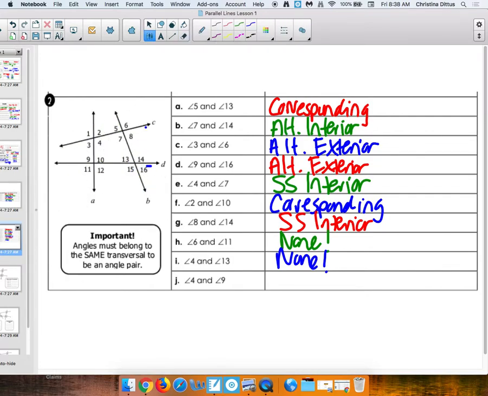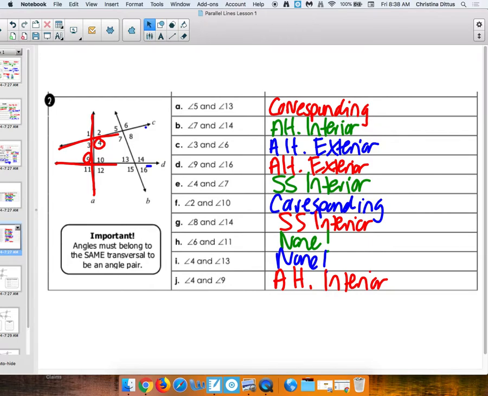How about 4 and 9? Interior. Good. If A is my transversal, it only involves 3 lines. Opposite sides of my transversal in the interior. So we have alternate interior. Nice job. How do we feel about our angles? Pretty good. Awesome.